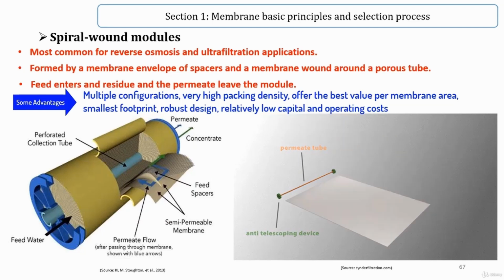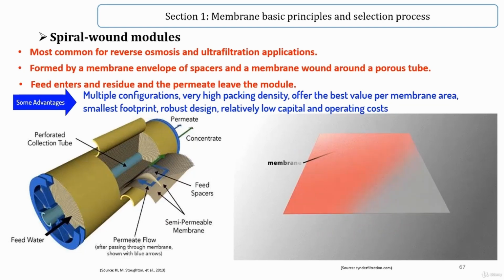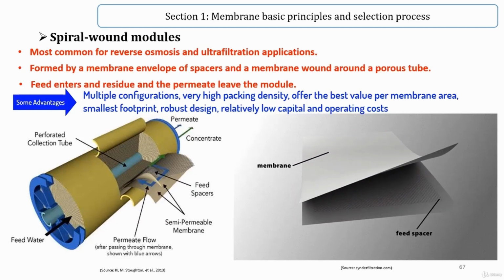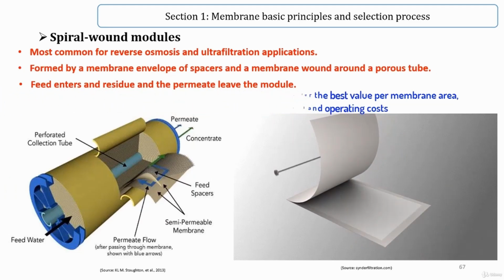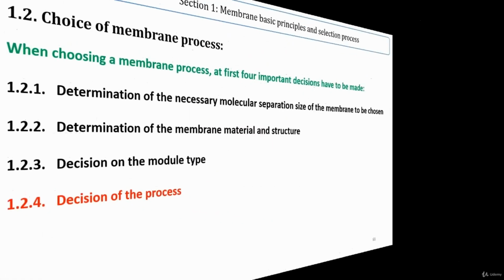Spiral membranes also allow for easy cleaning through cleaning in place. Additionally, spiral-wound elements offer the best value per membrane area, the smallest footprint, and a robust design which prevents membrane breakage compared to hollow fiber, and have relatively low capital and operating costs.